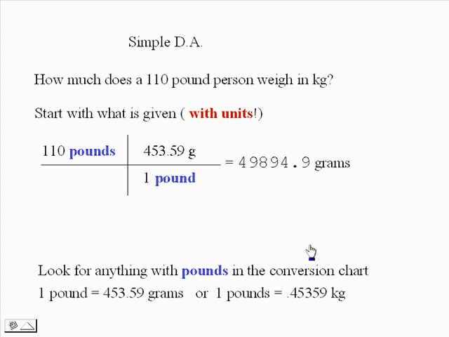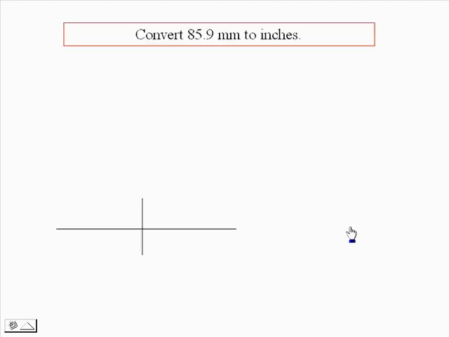And it asked for it to be in kilograms. You would have to do the metric moving dot. It's one of the ways that you could do it. So go from grams to kilograms. Here's deca, hecto, kilo. So my new decimal point will be there. My final answer will be 49.8949 kilograms.